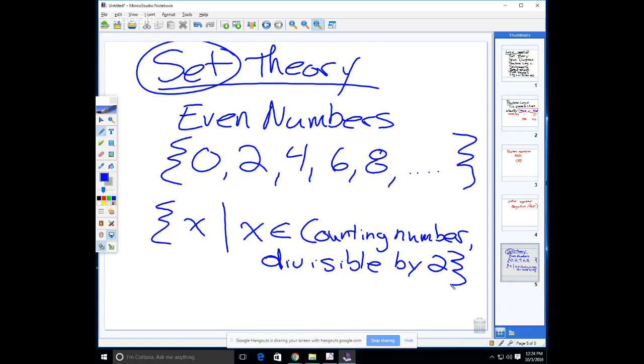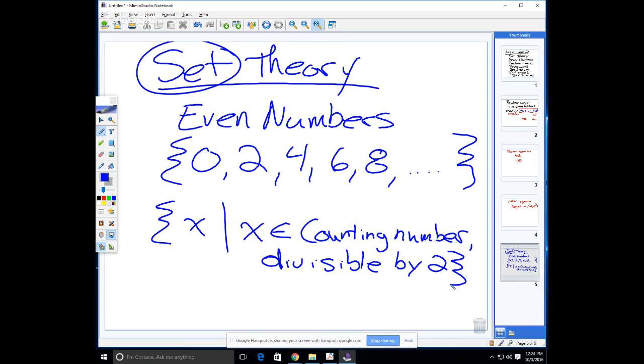So counting numbers, that implies everybody knows what the counting numbers are. Well, we count with 1, then 2, then 3. Then what does it mean to be divisible by 2? Even number. Okay, so you can divide it by 2, that it's an even number. Any other ways you can tell if something's even?